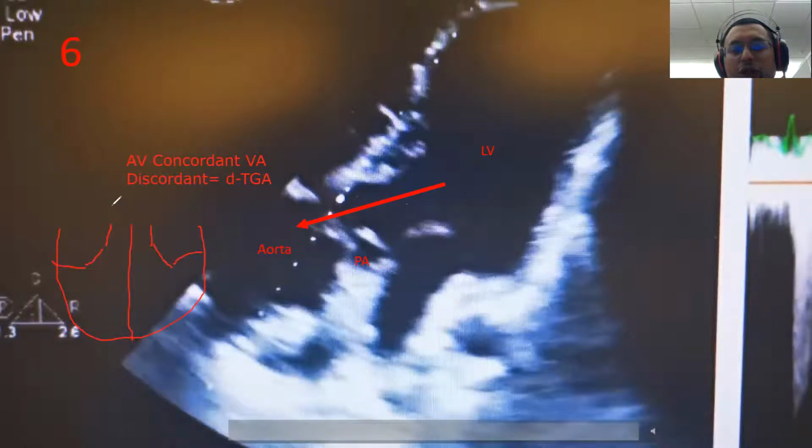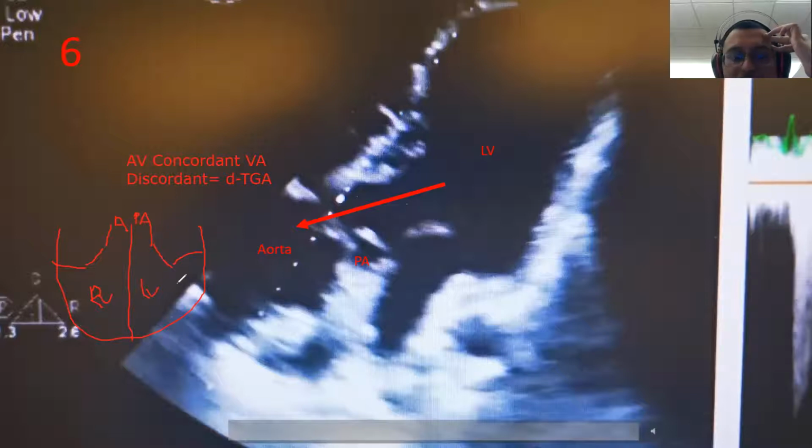In this patient, at first the LV is connected to the PA, and the RV is connected to the aorta. So this is the LV, and this is the RV. You see that the LV is connected to the pulmonary artery and the RV is connected to the aorta. So this is the transposition of great arteries. Usually in this situation you can see parallel great arteries. In the short axis view, you can see that the aortic valve is anterior and to the right of the pulmonary artery.